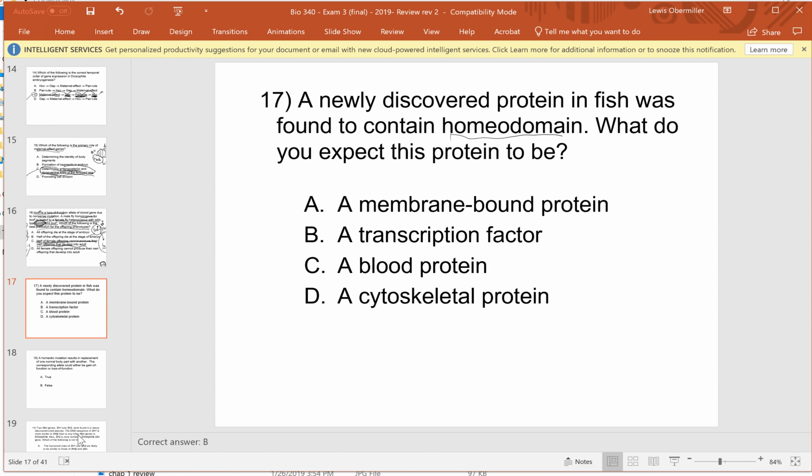Contains a homeodomain. So homeodomains are always transcription factors. I say always, but of course someone will prove me wrong, but that's what they do. So the answer is B. That's just a memorization thing.